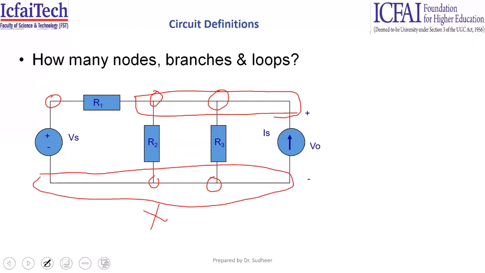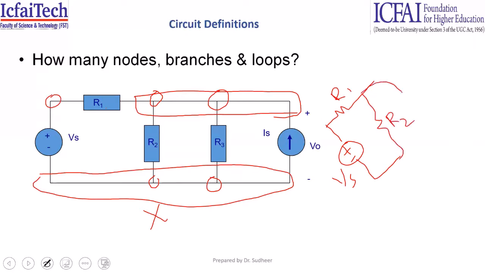I will redraw the same circuit so that you can understand. Let us take this as your Vs and this is your R1. Instead of connecting like this, I will connect this as R2, and I'll join R3 between point A and point B, with R3 and the current source Is. Now you can say clearly there is one node here, another node over here. So there are only three nodes.